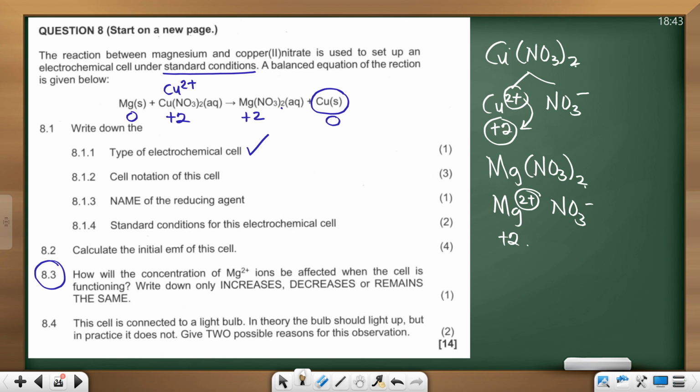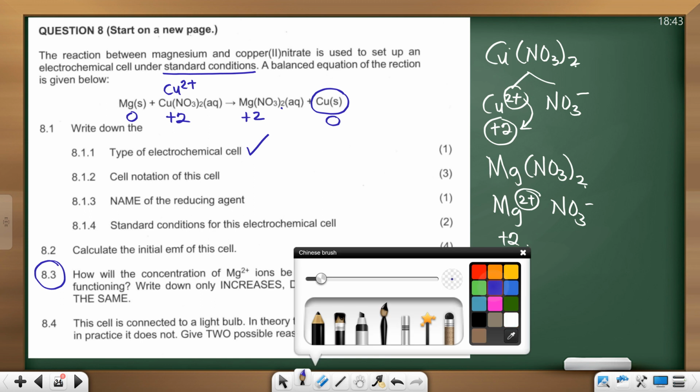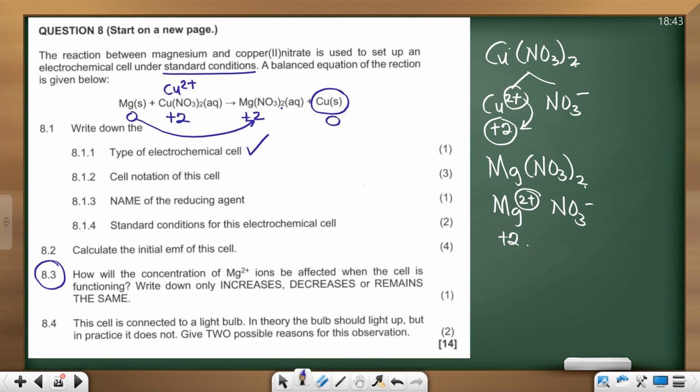What's happening to the positive 2? What is that? Increase. At copper 2 plus, from copper 2 plus to 0, what is that? Don't even need a table. You can write your half reactions as quickly as possible.